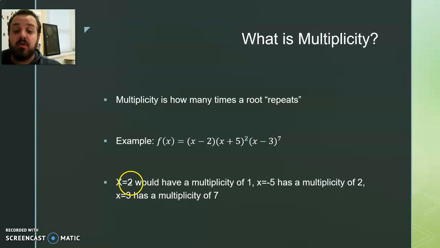X equals 2, that root would have a multiplicity of 1 because it only shows up once in our function. X equals negative 5 would have a multiplicity of 2 because the factor appears twice, because we have the squared there. X equals 3 has a multiplicity of 7 because it has an exponent of 7. It's going to show up 7 times.